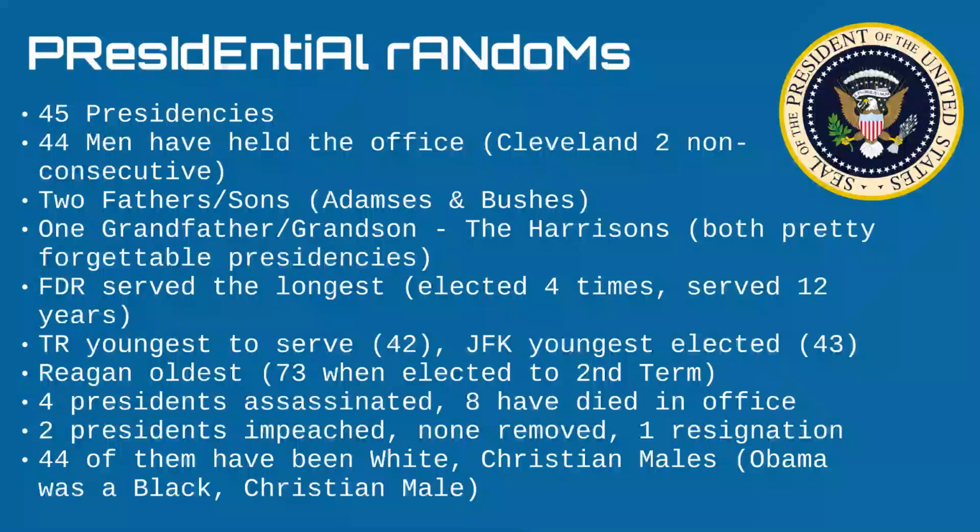All right, some random information about the presidency. Not going to spend very much time on this, so we can hopefully come close to staying on track. We've had 45 presidencies. 44 different men have held the office. Grover Cleveland served two non-consecutive terms. So those are both treated as individual presidencies. We've had two fathers and sons, John Adams and his son John Quincy, and then George Herbert Walker Bush, and then George W. Bush. And it does need to be mentioned, it says up there 44 men.